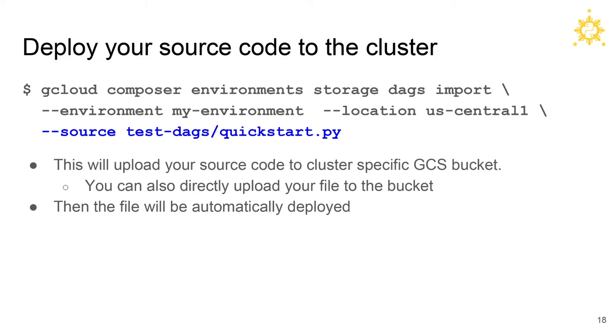Then deploy your source code to a cluster. You can run this command to deploy your source code, like gcloud composer environments storage dags import, environment, your cluster name, location is like US, EU, Asia. Then specify your DAG source code. This command will upload your source code to the cluster's specified GCS bucket, Google Cloud bucket. Then Cloud Composer automatically deploys your source code from the GCS bucket to the Airflow cluster.